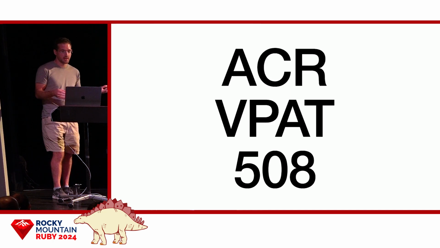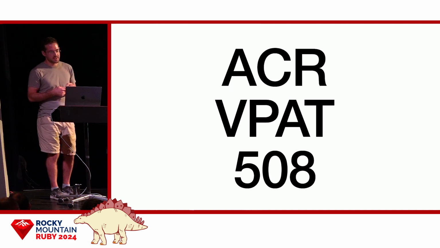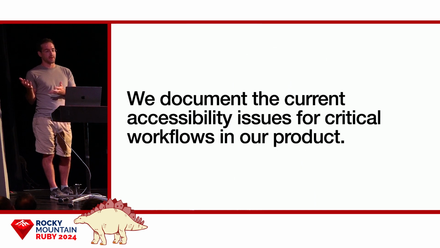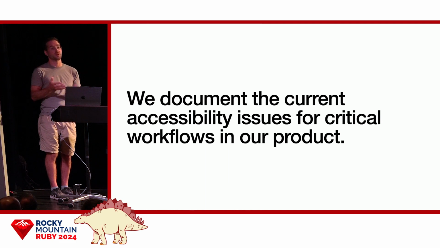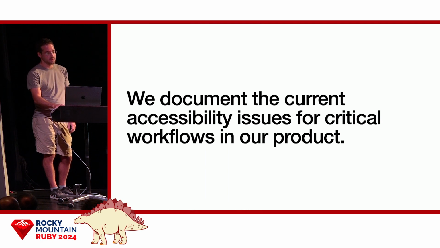On the product side, we've had to do this process called accessibility conformance reports, which use a specific template called the VPAT, or Voluntary Product Accessibility Template. And this is from Section 508. And that's a lot of jargon for really something simple, which is that you have to document your accessibility issues for critical workflows in your product. And we publish ours publicly. And this is often something that larger companies have to do as part of this process.